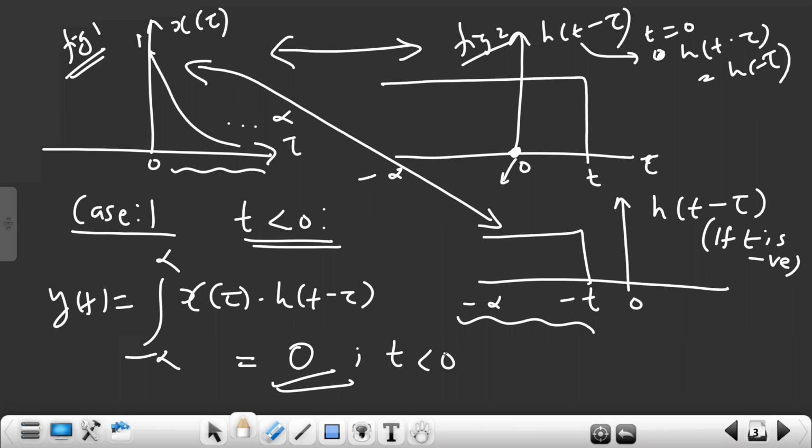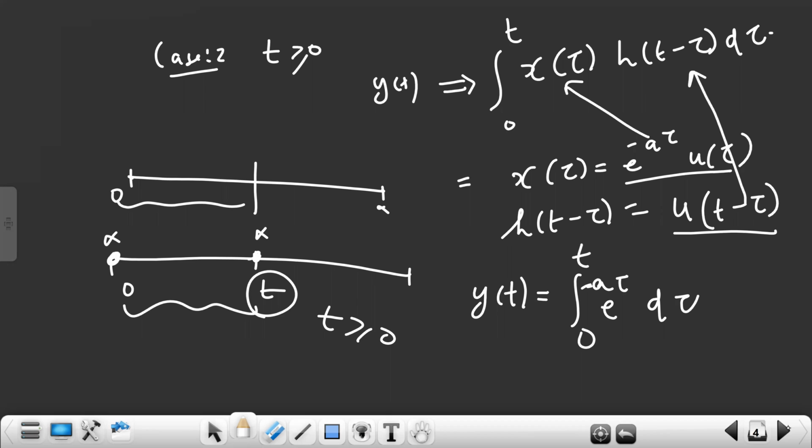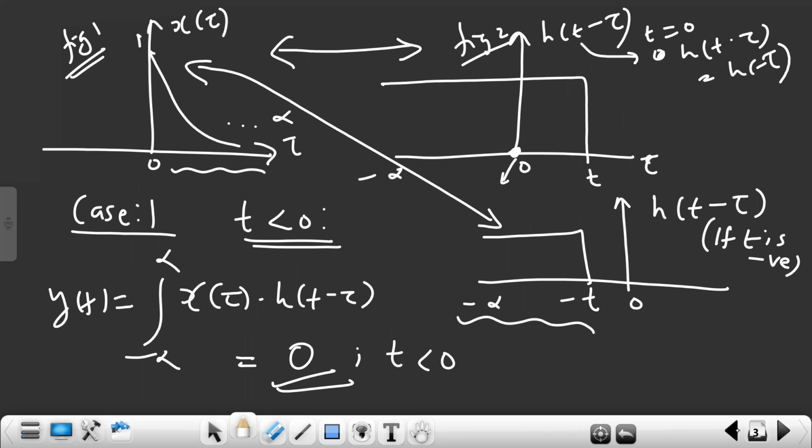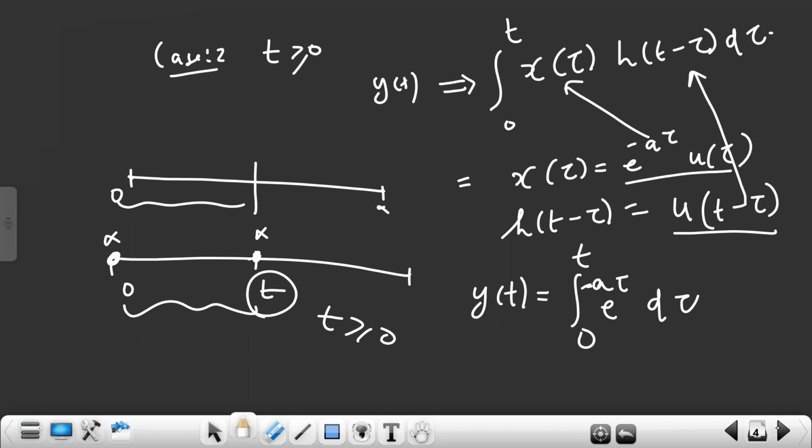Now, after finding this, you will go for the second case, that is t greater than or equal to 0. Your impulse response is being shifted towards the right side by t units. After observing the previous two figures, figure 1 and figure 2, it is understood that the common duration during which both the signals exist will be from 0 to t. That is why we have gone with the integral 0 to t of x of tau into h of t minus tau d tau.